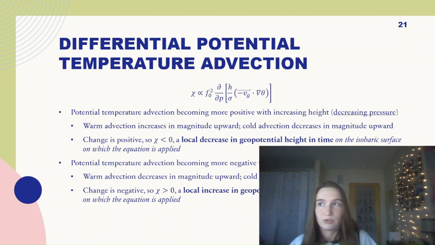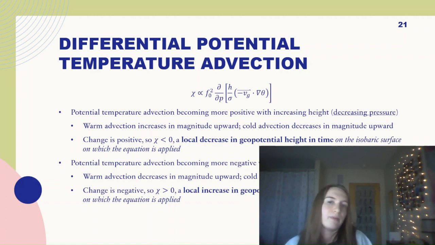The change is positive, so chi would be less than 0, which would lead to a local decrease in geopotential height with time. Now the opposite: potential temperature advection becoming more negative with increasing height and decreasing pressure. That's the key part here. We had the change being positive, but pressure is decreasing. That's what made chi negative. You might not have caught on, but this part in the parentheses was negative, and we have it with respect to pressure, which is also negative as we go up. So that makes it positive. The chi is positive, which is a local increase in geopotential height with time.